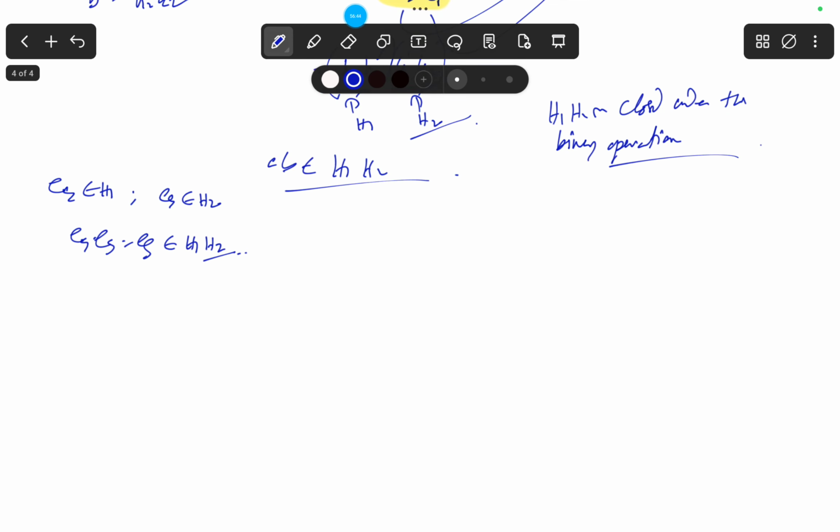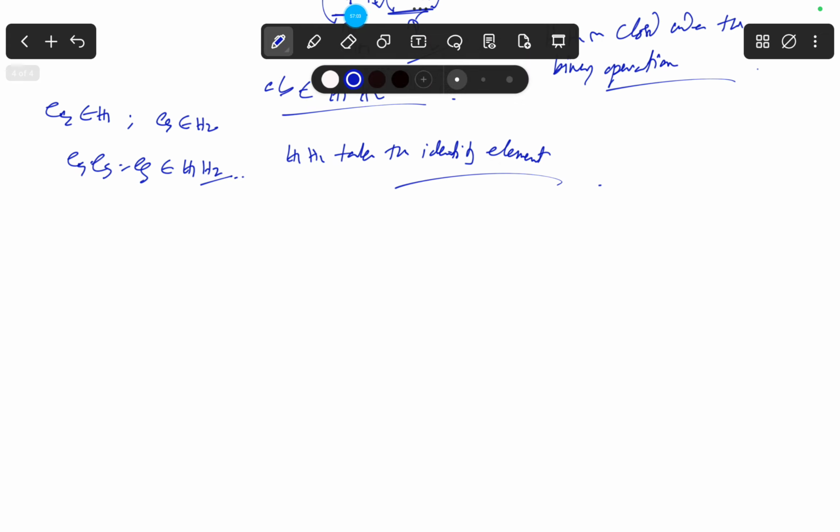Then H1 times H2 takes the identity element. Okay, and then we need to check the inverse.